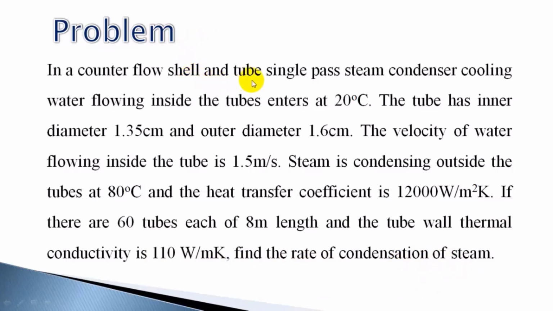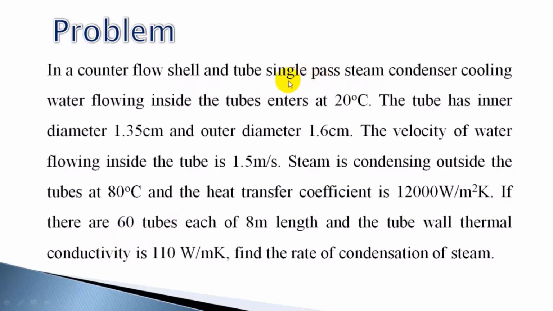So it's a shell and tube heat exchanger and single pass. Single pass means in the shell side the fluid is flowing through the tubes in the shell only once. It is not returning through the shell again. So only once from left to right, it just goes in one pass. So it is a single pass steam condenser and you have 60 tubes.